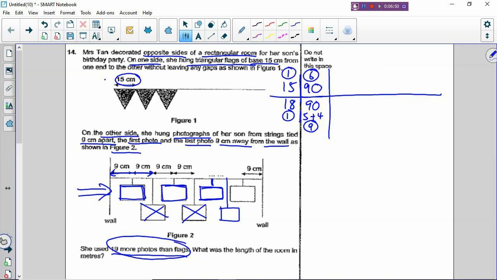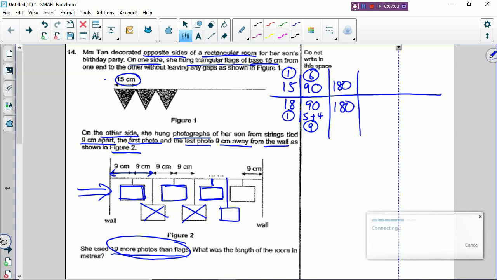And what do you list? Multiples. So what's the next common multiple? You just take 90 times 2, without having to write out many multiples. So to get the second common multiple, you just take 90 times 2. Then you divide to get how many triangles. If the length of the room is 180 cm, 180 divided by 15, you will get 12 triangles.